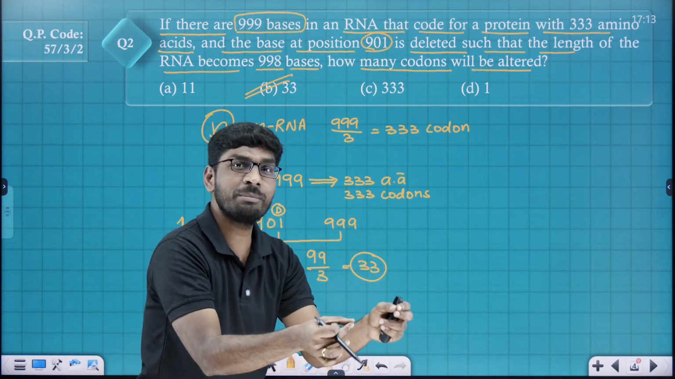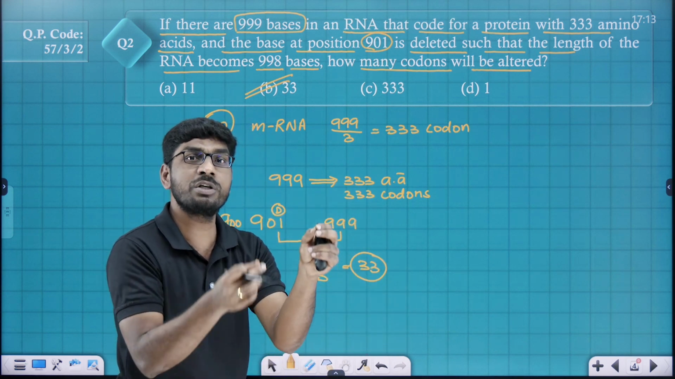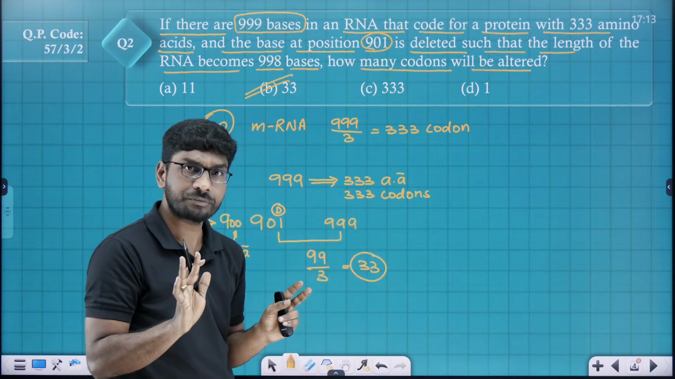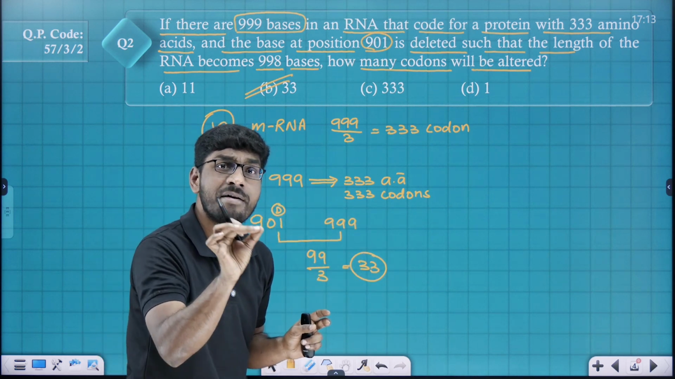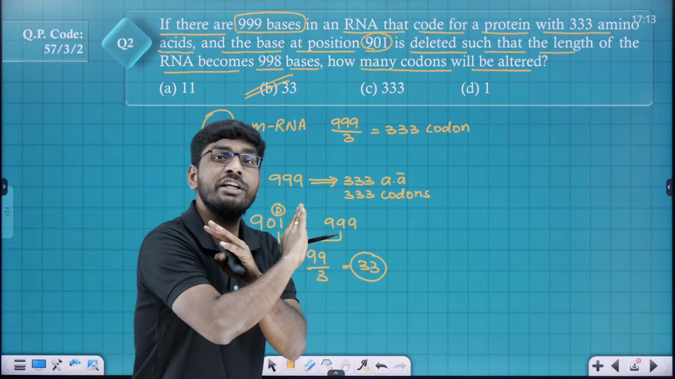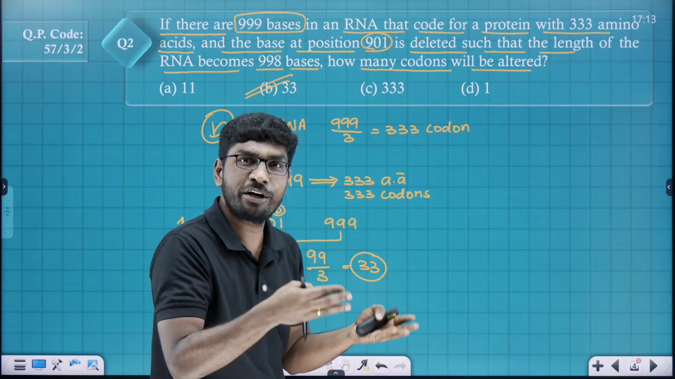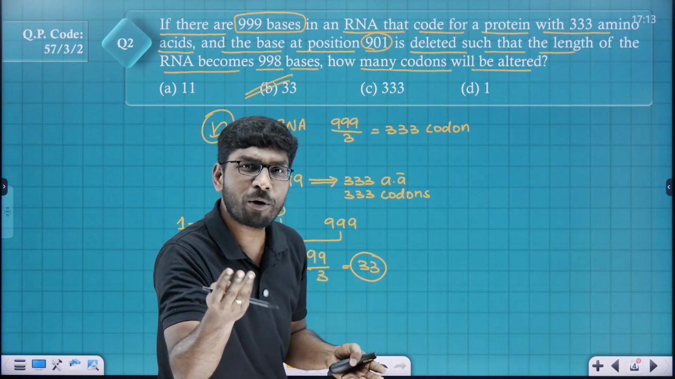Total number of nitrogen bases are 999, which is equal to 333 codons, 333 amino acids. Problem at 901. So till 900 there is no problem, which means 300 amino acids are good, 300 codons are good. So where is the problem?